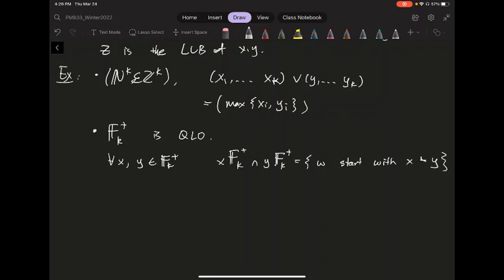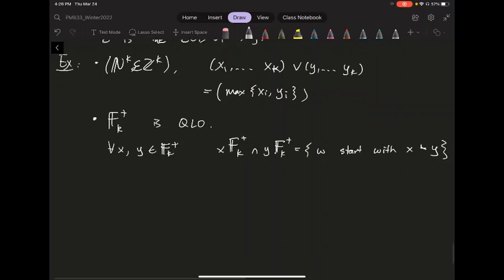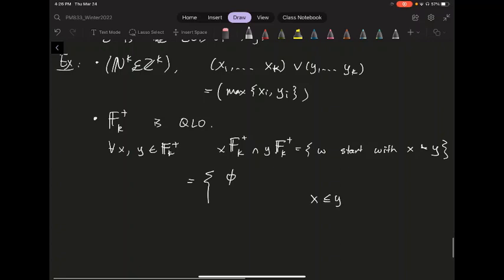But if your x is the first letter, say e1, and your y is the second letter e2, then clearly there's no word that can start with both e1 and e2. So a lot of the time, this intersection is going to be empty, unless x is an initial segment of y, or y is an initial segment of x. So when it's not empty, it's just when x is less than or equal to y, or y is less than or equal to x, because things are highly non-abelian here.